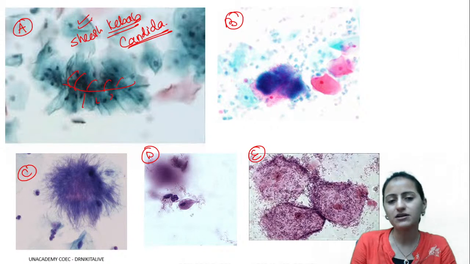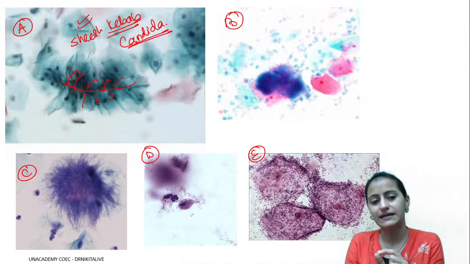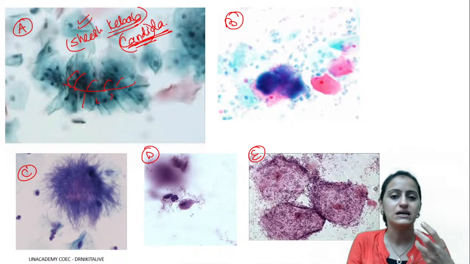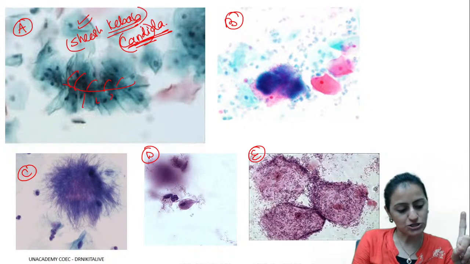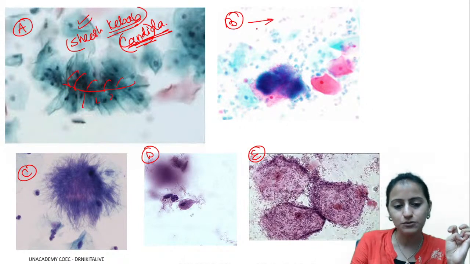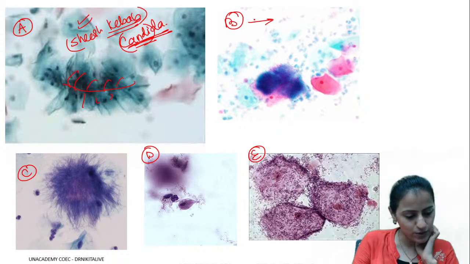So imagine you can remember this as you went out and had shish kebab and you had candy. Shish kebab khane ka or candy khane ka, they both go together. So remember, shish kebab is Candida. What is the second one? Image B here. Anyone, what is the B?